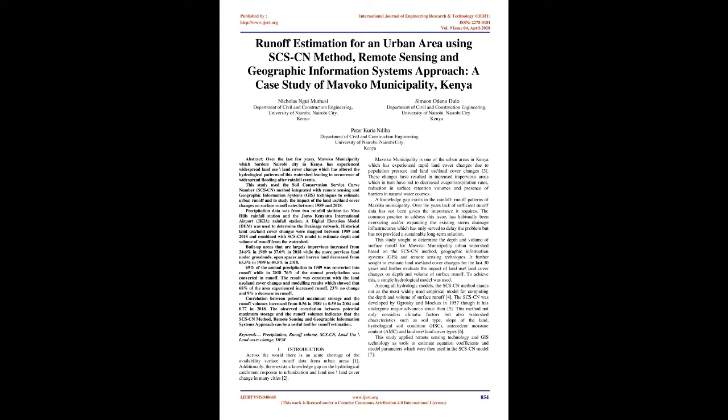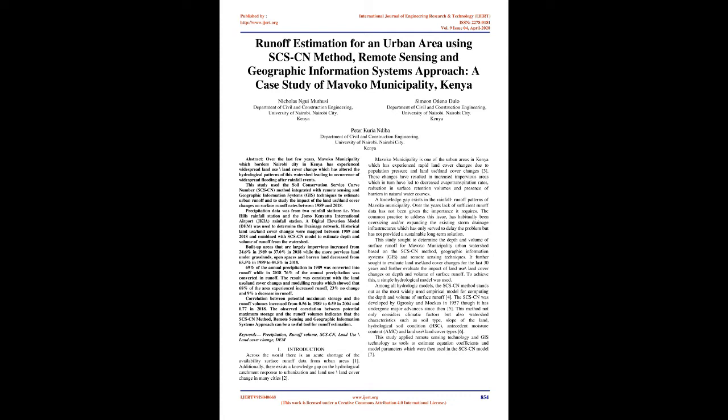Correlation between potential maximum storage and the runoff volumes increased from 0.56 in 1989 to 0.59 in 2004 and 0.77 in 2018. The observed correlation between potential maximum storage and the runoff volumes indicates that the SCS-CN method, remote sensing and geographic information systems approach, can be a useful tool for runoff estimation. Keywords: precipitation, runoff volume, SCS-CN, land use/land cover change, DEM.